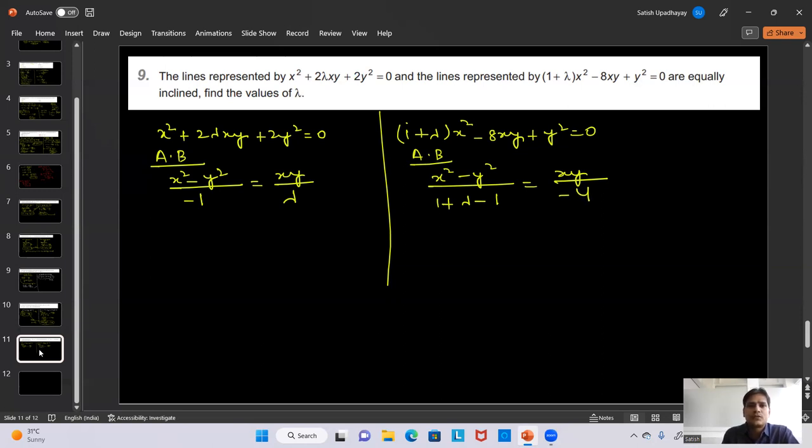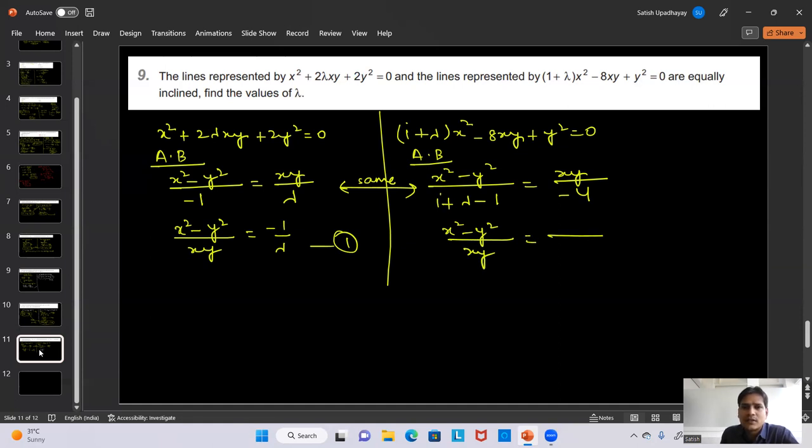So basically these two pair of straight lines should be same. So we have to just compare it. So what we can do, x square minus y square upon xy, that will be equal to minus 1 upon lambda. This is our first. And here also we will write x square minus y square upon xy, and that will be equal to how much? This plus 1 minus 1 will get cancelled out. So basically this will be minus lambda by 4.